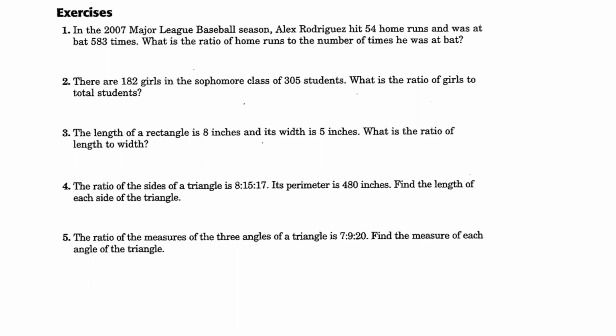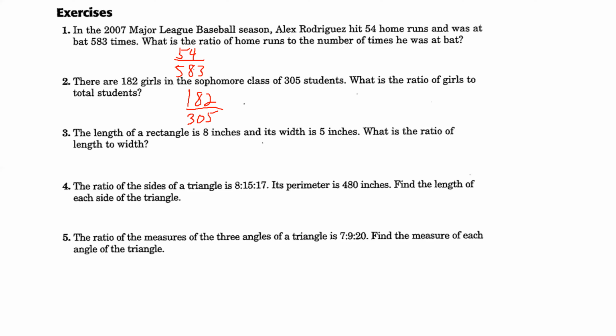For number 1, we had 54 out of 583 times at bat. So 54 home runs out of 583. Again, for that one, you're just writing a ratio. So that's pretty straightforward. On number 2, same thing, just writing a ratio. There are 182 girls in the sophomore class of 305 students. What's the ratio of girls to total students? So it's 182 to a total of 305. You don't have to simplify or anything else. That can be your final answer.